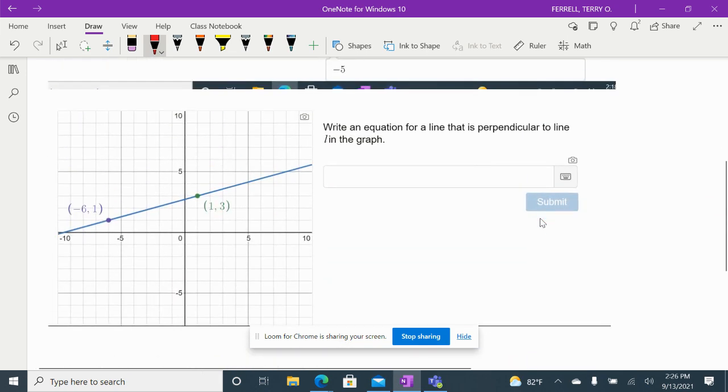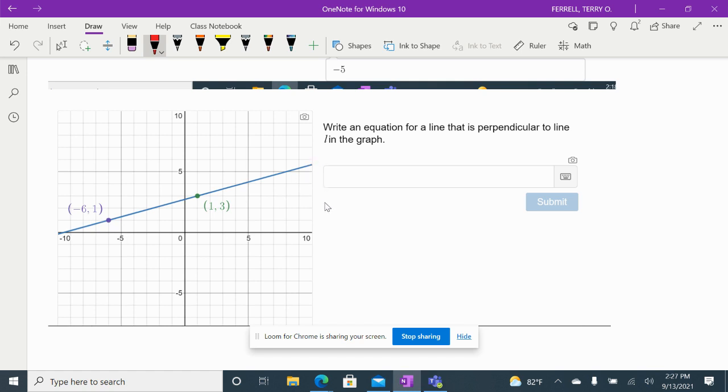This one I want to go over because it's a little different than something that we did in class a little bit. It says write an equation for a line that's perpendicular to the line that's in the graph. Write an equation for a line that's perpendicular. So essentially I need to find the slope of this line so I can find my new slope. So let's use the slope.